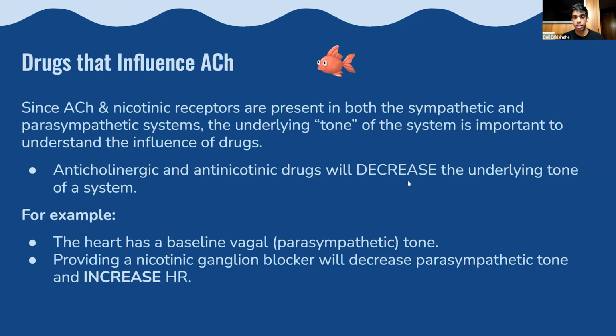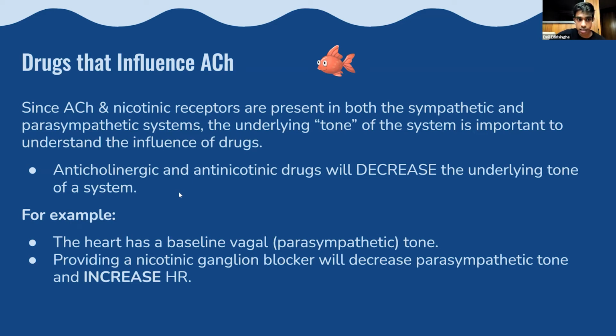And finally, just as a note, since acetylcholine and nicotinic receptors are present in both the sympathetic and parasympathetic systems, the underlying tone of the system is important to understand the influence of drugs. So what this means is that since acetylcholine is in both systems, you don't necessarily know what will happen if you remove acetylcholine, because it's important in both. So what happens as a result is the actual tone of the organ or system that is being blocked is quite important in this case.